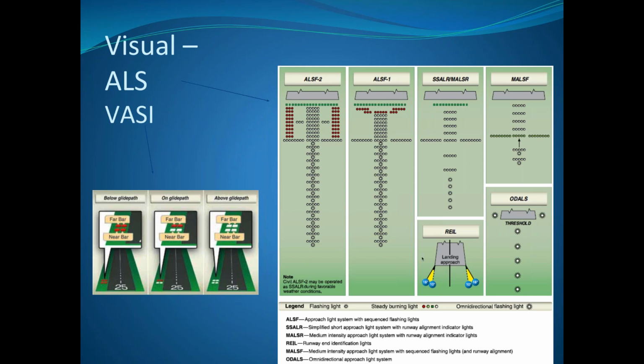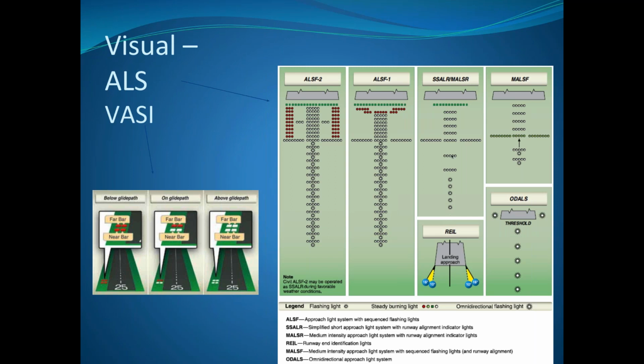So these are our different approach lighting systems. So this is what we call an ALSF-1 or ALSF-2, and an ALSF-1, MALSR, and then a MALSF and ODALS. And then this is a rail. So you will get asked what is MALSR, and if you look down here on this, like I said before, you have access to this on today's lesson plan. But MALSR is medium intensity approach lighting system with runway alignment indicator lights. Kind of a lot to say for it.